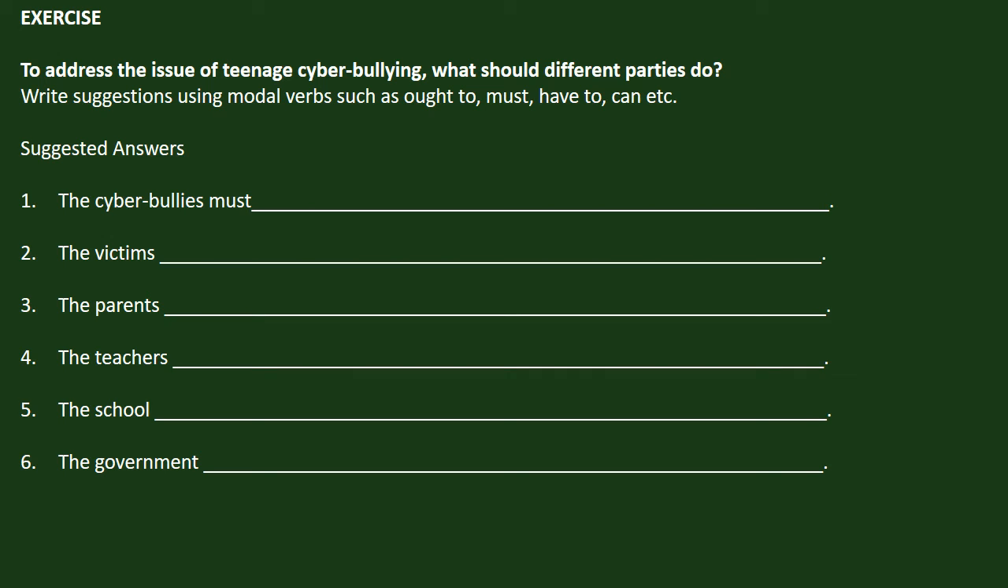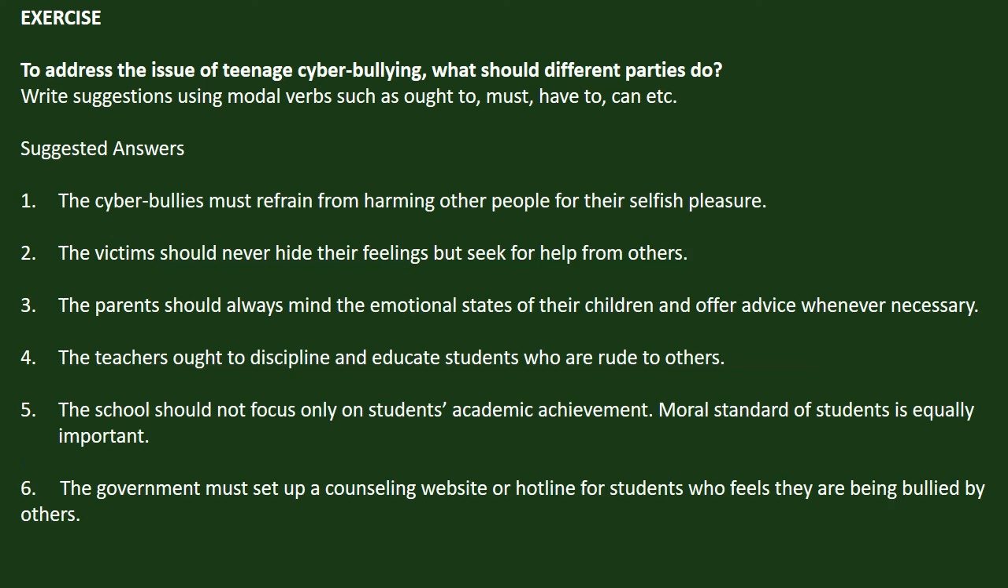Exercise. To address the issue of teenage cyberbullying, what should different parties do? Write suggestions using modal verbs such as ought to, must, have to, can, etc. Suggested answers. 1. The cyberbullies must refrain from harming other people for their selfish pleasure. 2. The victims should never hide their feelings but seek for help from others.